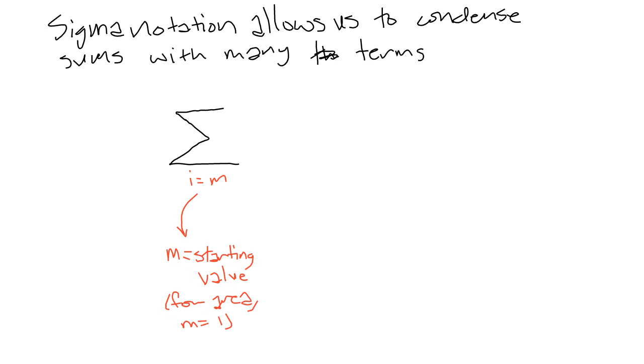And then you're going to have that go up to some n value, and that is going to be your stopping place. And then of course you're going to have some function to plug it into, that's going to be with respect to some i.